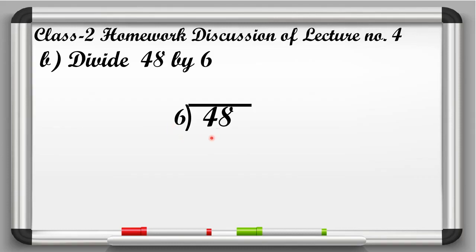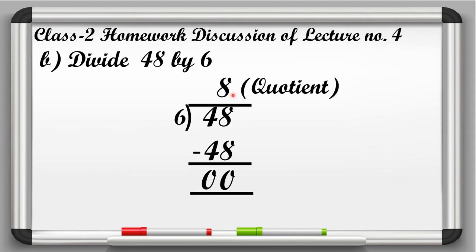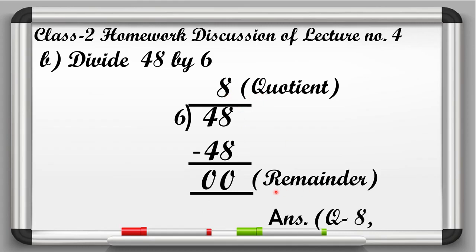So here we will write 48 below 48, and here we will write 8 at the quotient place. Now put the sign of minus. Now we have to subtract it. So 8 minus 8, at ones place we will write 0, and 4 minus 4 is also equal to 0. Clear? So our quotient is 8. Here we will write 8 as the quotient, and 0 is the remainder. So how can we write its answer? Q is 8 and R is 0.